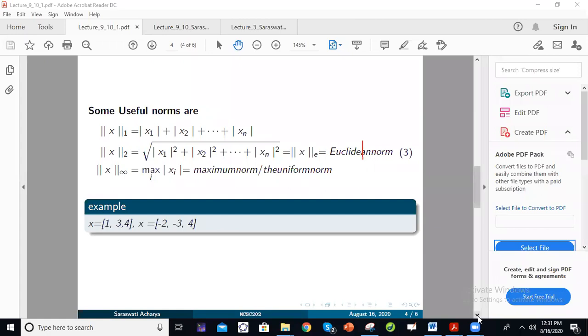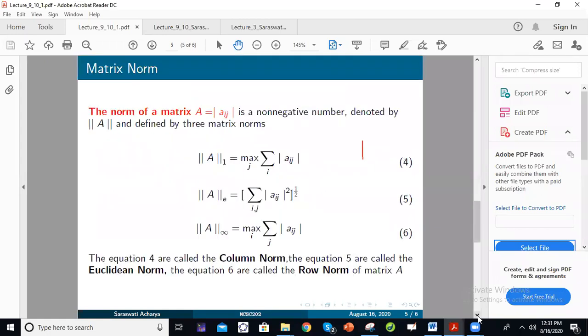I will go to the next discussion. We have matrix norms. The norm of the matrix A, equal to aij, is a non-negative number denoted by this sign, like vector norms, and defined by three matrix norms. We have three matrix norms: the one norm or column norm, this is the Euclidean norm, and this is the row norm.